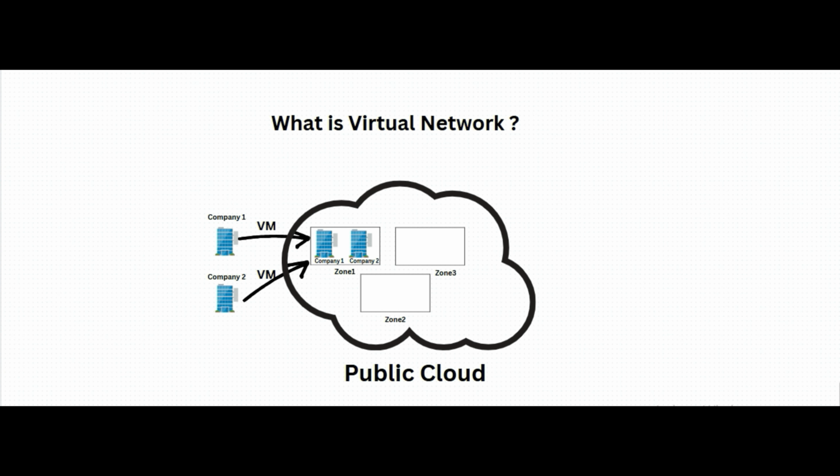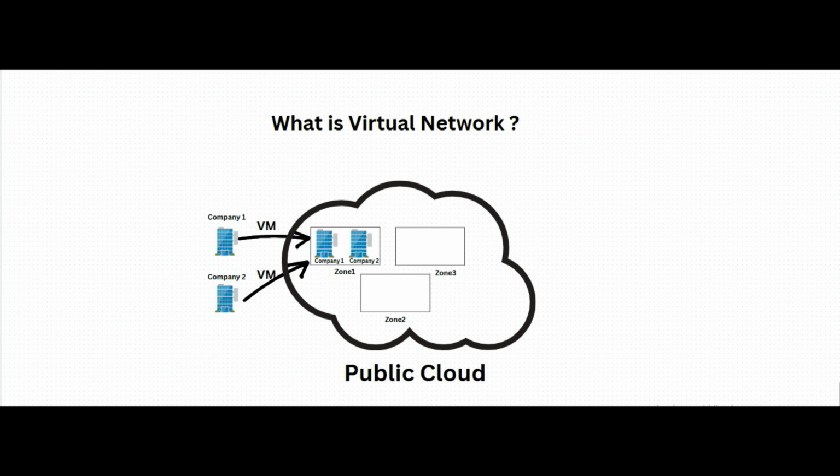Both companies want to host their virtual machine in the same Azure region, for example, East Europe. They selected a region, they want to deploy their virtual machines in the East Europe zone. Within this region, Azure has multiple availability zones, for example, zone 1, zone 2, and zone 3, to provide redundancy and high availability.